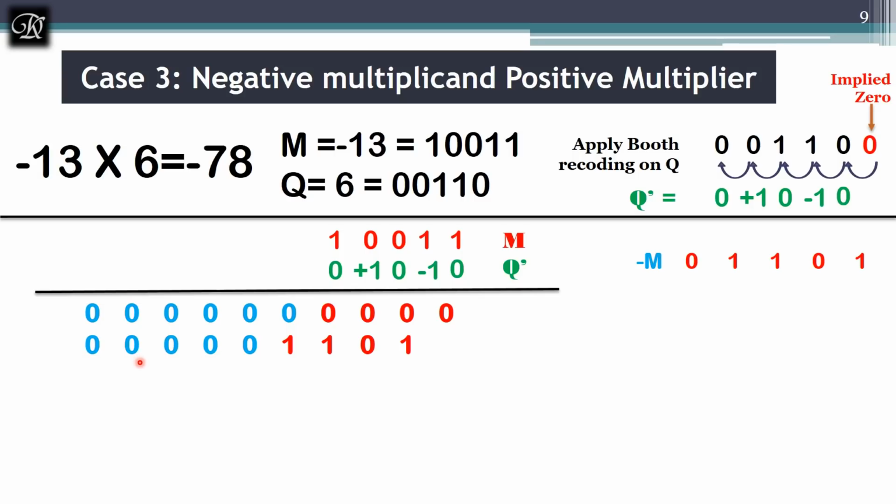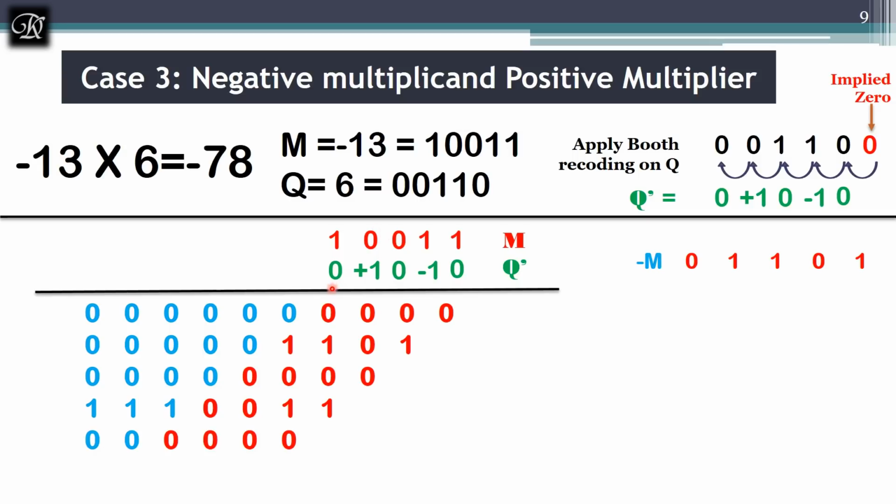Next, the next partial product is negative 13 multiplied with positive 1. Of course, when you are multiplying negative with positive, the answer will be negative. So it is 1 1 0 0 1, and the sign of that number is 1. So the extension bits are 1 1. Next, I am having 0, so you will get zeros in the next partial product.